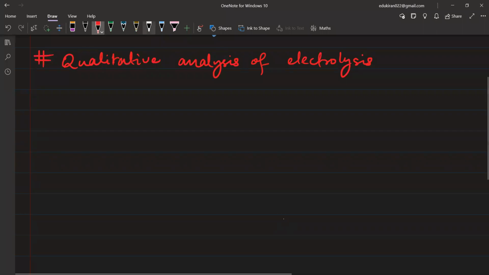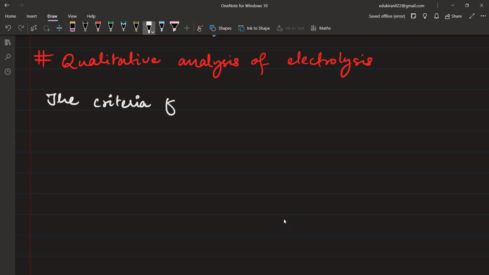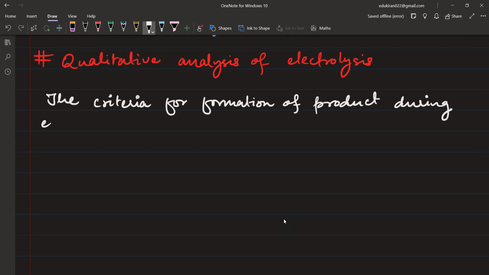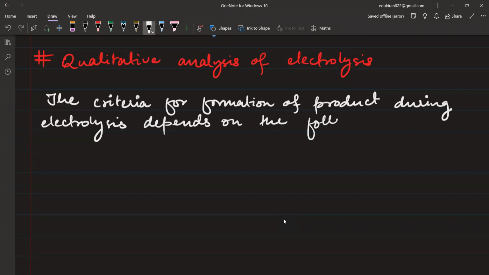Please write first of all the criteria for formation of product during electrolysis depends on the following factors.